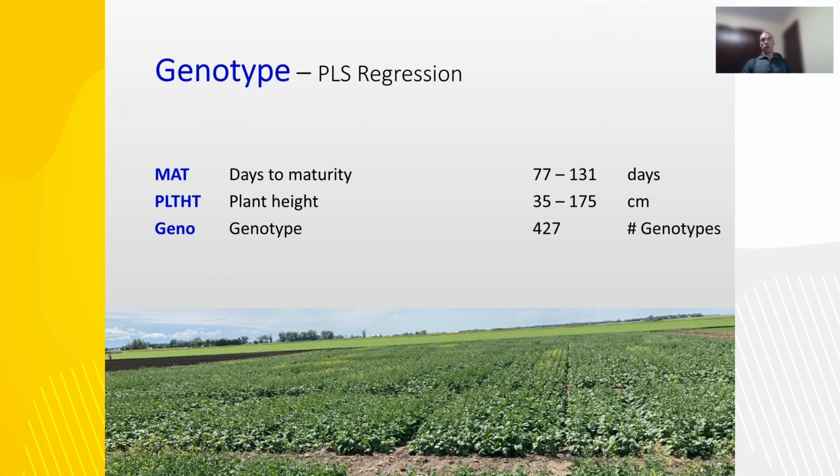We also included some genotype effects. In this case, with the data that we had, there were continuous variables, which are days to maturity for all the genotypes, as well as plant height. And the genotypes themselves as a categorical variable with 427 different genotypes.